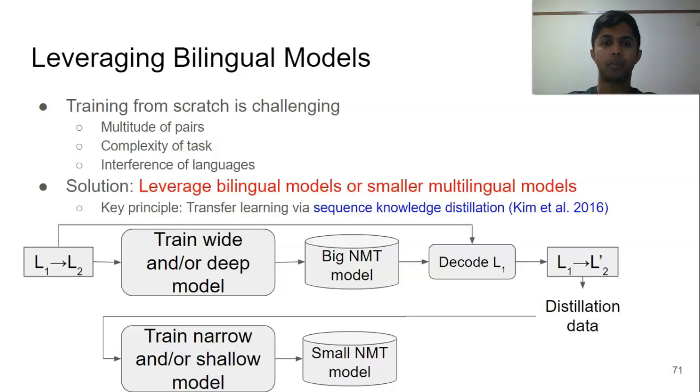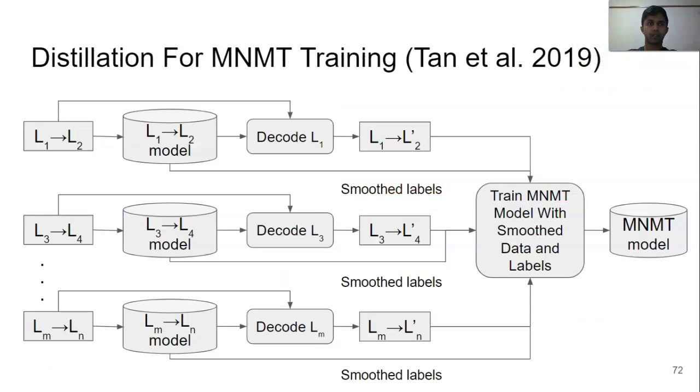This distillation parallel corpus is a smooth version of the original parallel corpus. And therefore, if you train a small neural machine translation model on this distillation corpus, you can still more or less retain the translation quality of the large NMT model that was used to generate the distillation data. So how do we use this for multilingual neural machine translation training? Simply put, we take the parallel corpora for different language pairs, train large models, generate the distillation data, and then use these distillation data to train MLMT models.